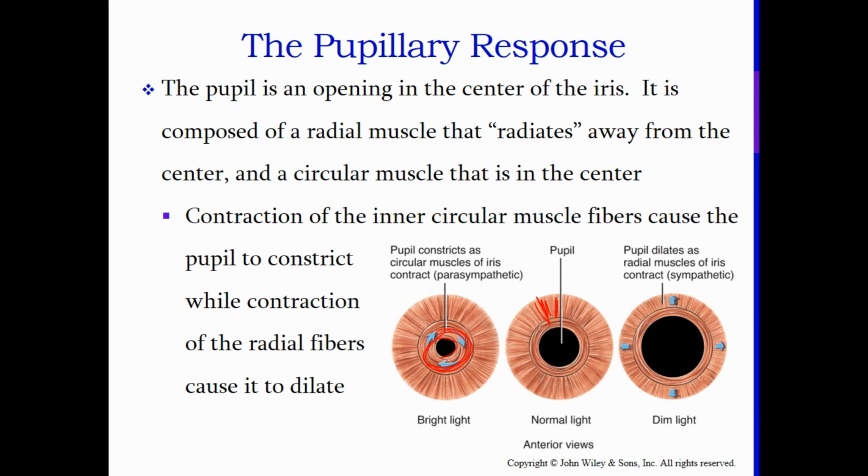So this is what happens when you have a lot of light. The pupil constricts to limit the amount of light that gets in. And then when you're in low light, the radial muscles contract, which opens the pupil and lets more light in. So the larger the hole, the more light will get into your eye. And of course, we see that in low light situations.